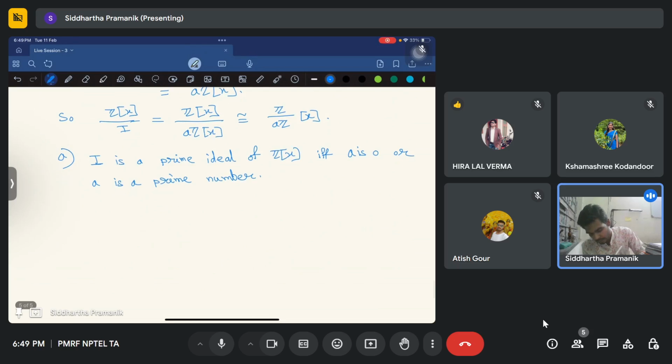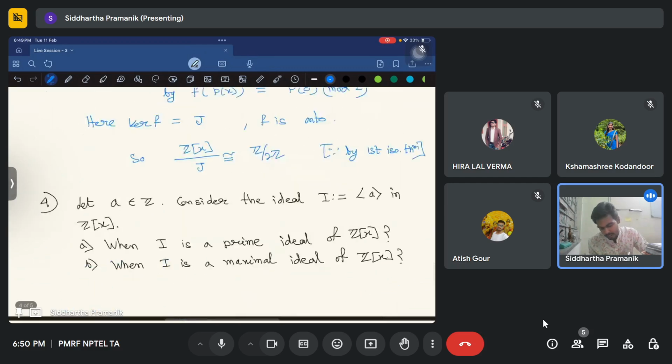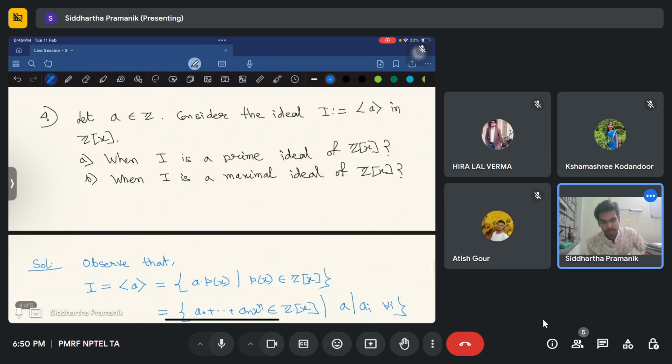Okay. So similarly, I is a maximal ideal if and only if aZ is a maximal ideal, and aZ is maximal if and only if a is a prime number. This has been done in the lectures itself. So this is just a typical application of the first problem, nothing else. I hope you have understood it because it is very useful.